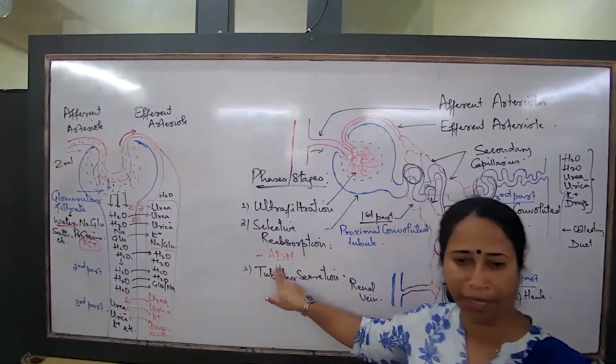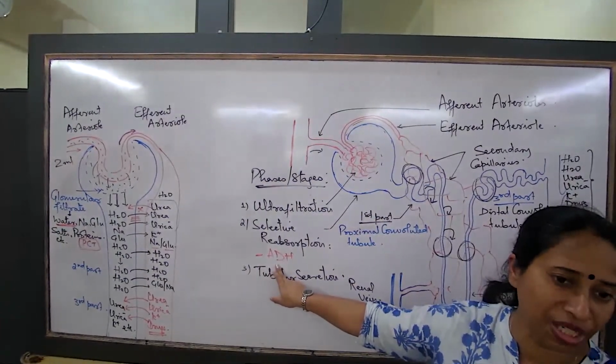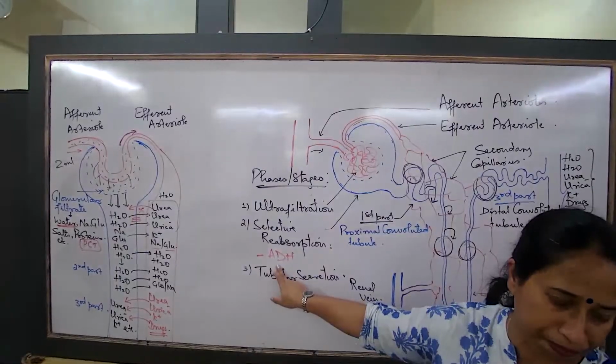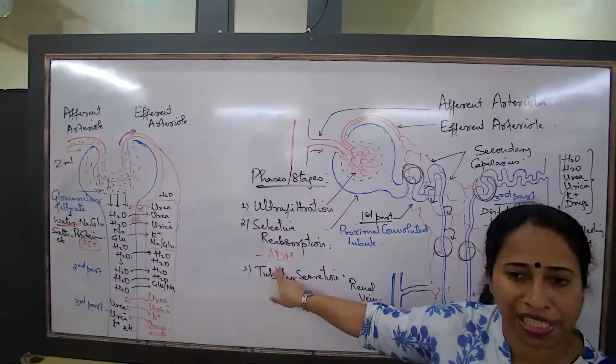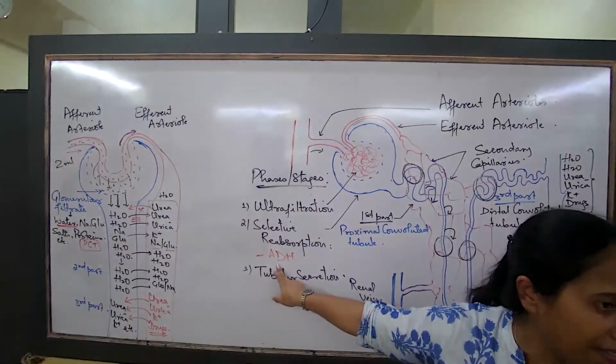Okay, before that tell me. I told you selective reabsorption is because of this hormone ADH. If in a person the secretion of ADH is less, then what will happen?